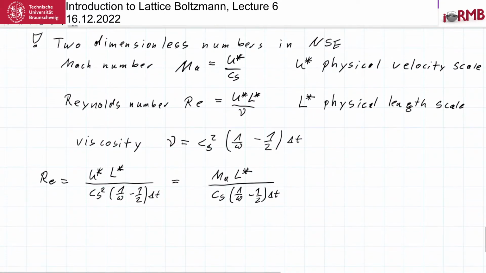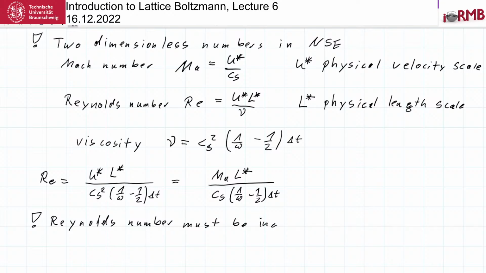Okay, now we are studying a physical problem, and studying a physical problem means, of course, that the Reynolds number must be independent of epsilon. Yeah, because the Reynolds number is the thing that specifies what we are simulating. Yeah, and epsilon is a parameter of our numerical method, so it should disappear.